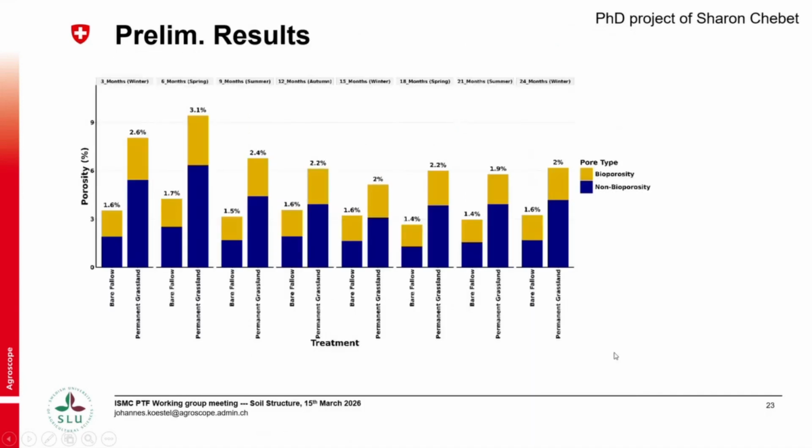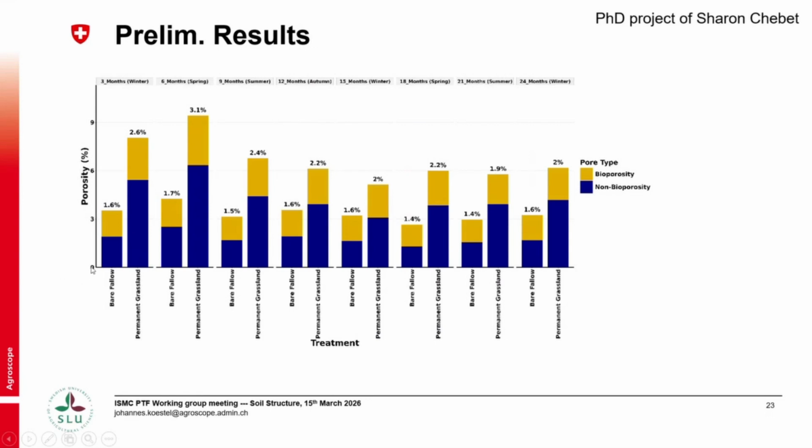Okay, so with the X-ray images, we can distinguish between bioporosity and non-bioporosity, whereas I have to say, as a caveat, this distinction is not very exact because it depends on the algorithm that is used to calculate it, but it's approximately a measure of how many biopores we have in the imaged pore space.